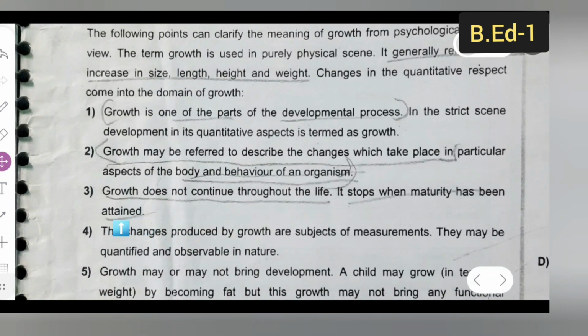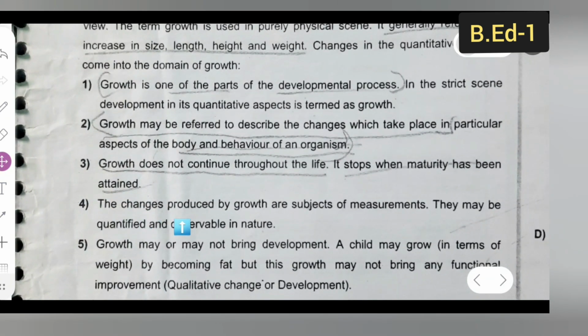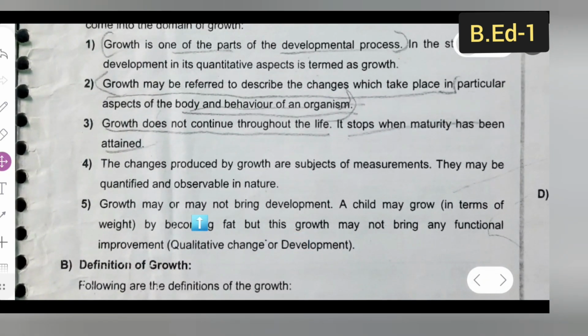Over here, you can take down. Next, the changes produced by growth are subject to measurement. They may be quantified and observable in nature. Next point you all can take down. Growth may or may not bring development. A child may grow in terms of improvement, in the bracket, write down qualitative change or development. I am only giving you all notes, you all can take down these notes.